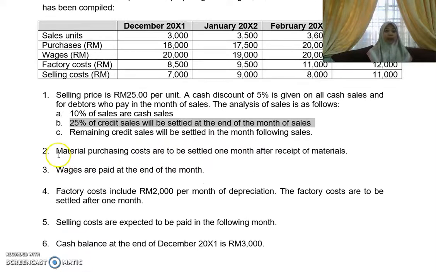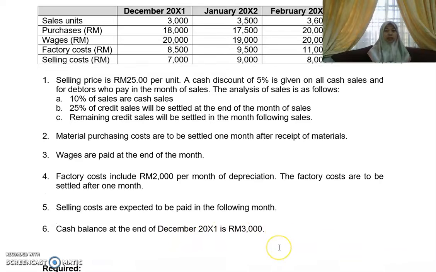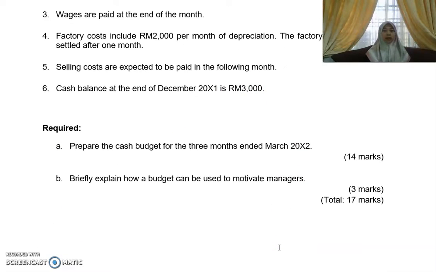Next, material purchasing costs are to be settled 1 month after receipt of materials. Wages are paid at the end of the month. Factory costs include 2,000 per month of depreciation, and the factory costs are to be settled after 1 month. Selling costs are expected to be paid in the following month, and the cash balance at the end of December 20x1 is 2,000. So what are you required to do?